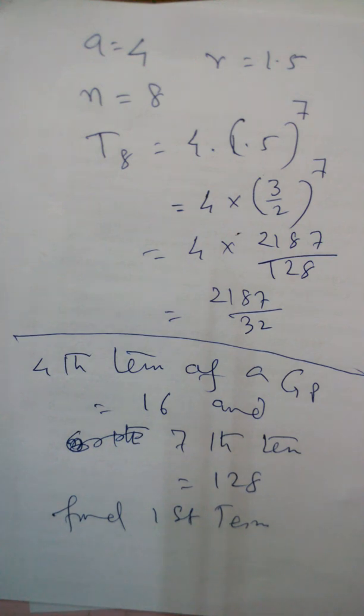So cancel with 16: 128 by 16 is 8. That means r cube is 8, 2 to the power 3 is 8, so r is 2. Now you go back from 16. 16 divided by 2 will be the previous term, that is the third term. Fourth term is 16, so the third term will be 8, because 8 into 2 is 16. Then it will be 4, the second term, and then going back, the first term will be 2. 2 into 2 is 4, the second term. 4 into 2 is 8, the third term. 8 into 2 is 16, that is the fourth term, which is given. We have this information in the question that the fourth term is 16.